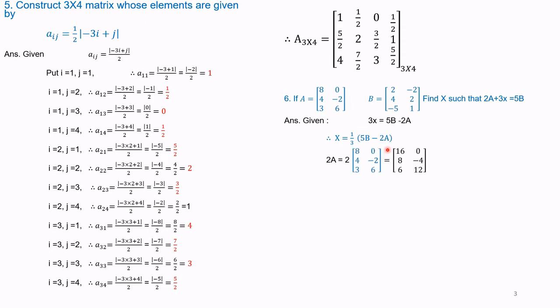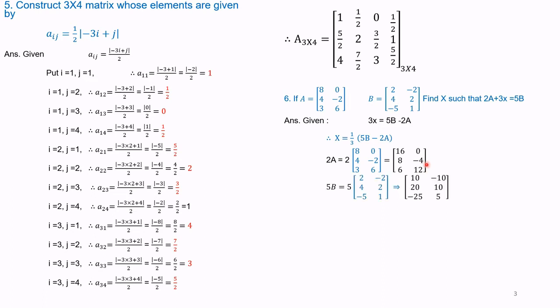Now let us find out the term 2A, that is the extreme right term is minus 2A. Now we will find 2A. 2A is equal to 2 into A, which is 8, 0, 4, minus 2, 3, 6. We have to multiply each element of A by a scalar number 2. Therefore, it is 16, 0, 8, minus 4, 6 and 12. That is 2 into 8 is 16, 2 into 0 is 0, 2 into 4 is 8, 2 into minus 2 is minus 4, 2 into 3 is 6 and 2 into 6 is 12. So, we have found 2A.